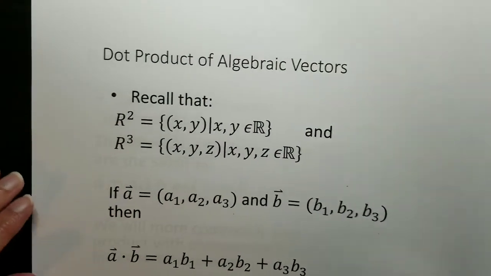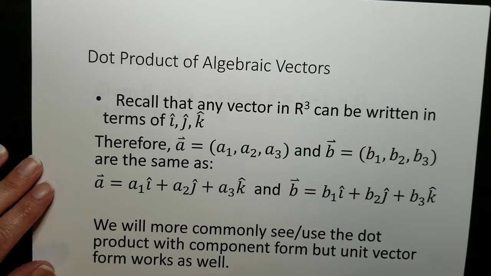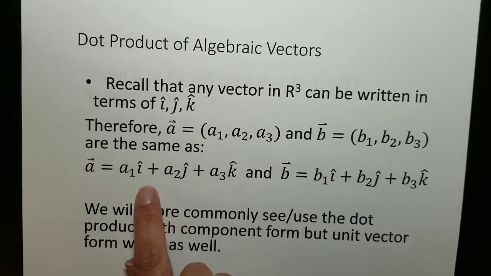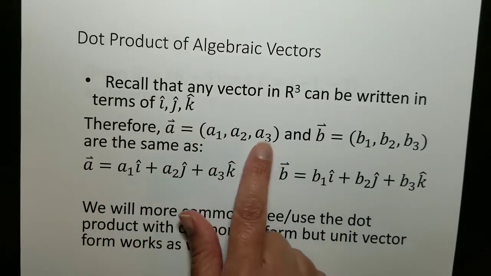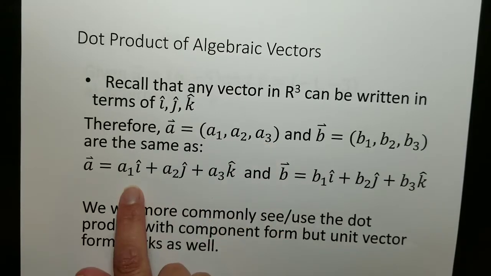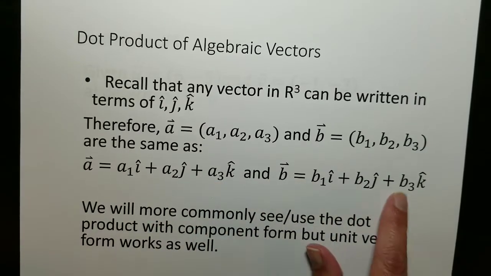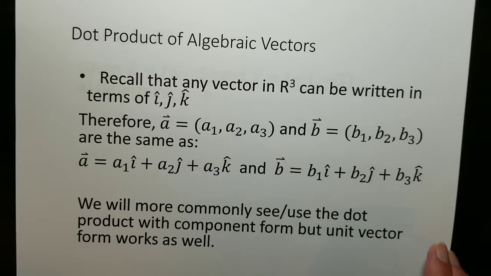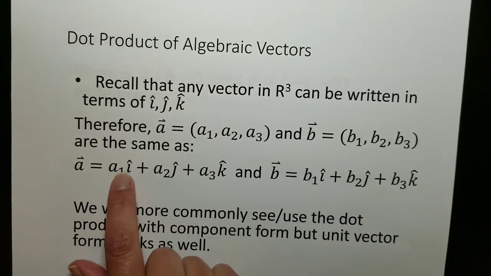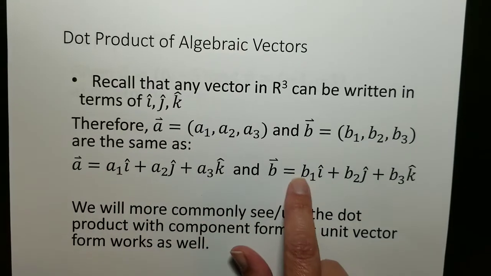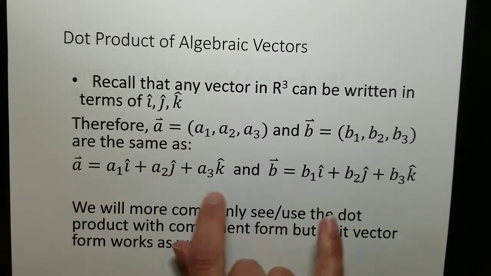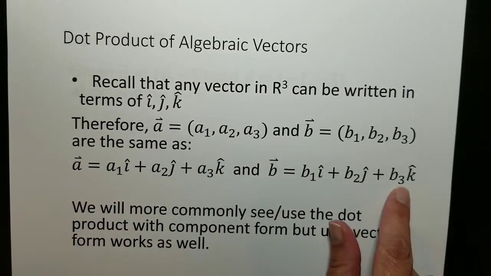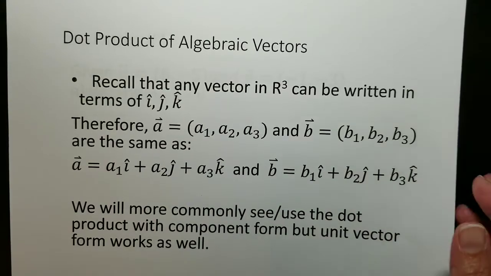And that's how we're going to get dot product. We've written these all in component form, but if you had your vectors written in unit vector form for your algebraic vectors, that's going to work exactly the same way. We usually do see component form, but you would just instead take the coefficients of the i's and multiply those together, the coefficients of the j's and multiply those, and the coefficients of the k hats and multiply those.